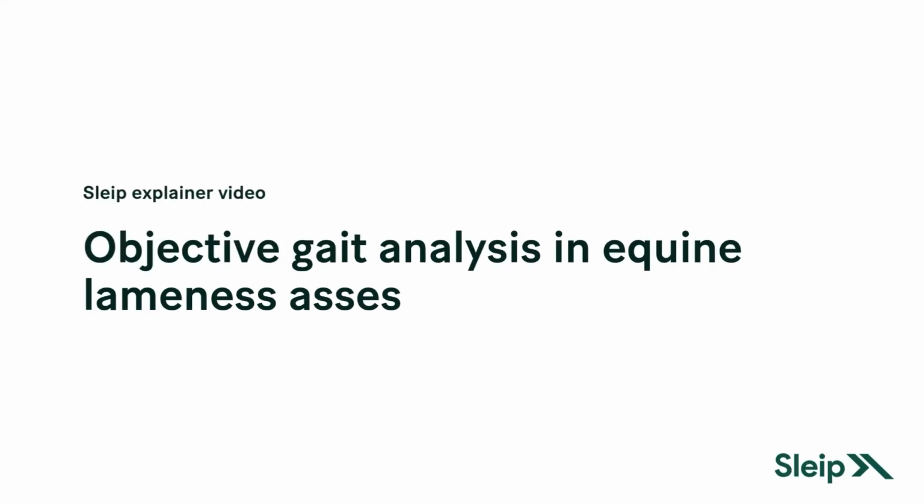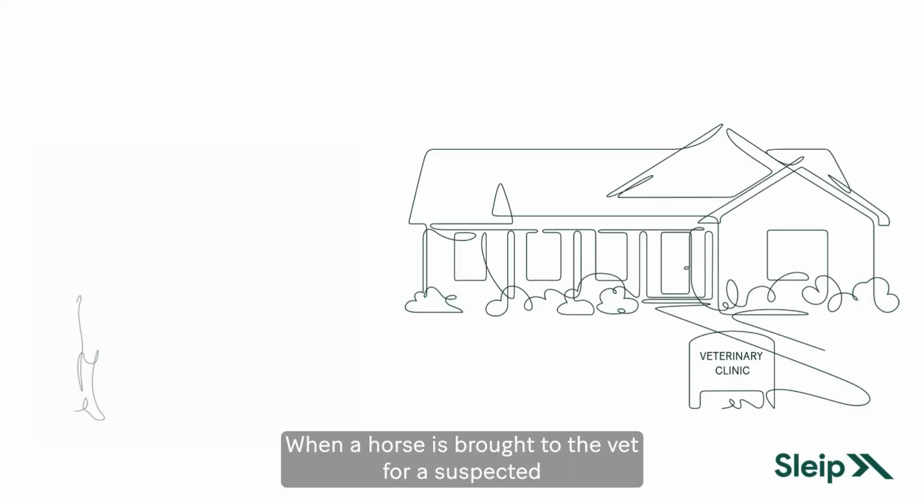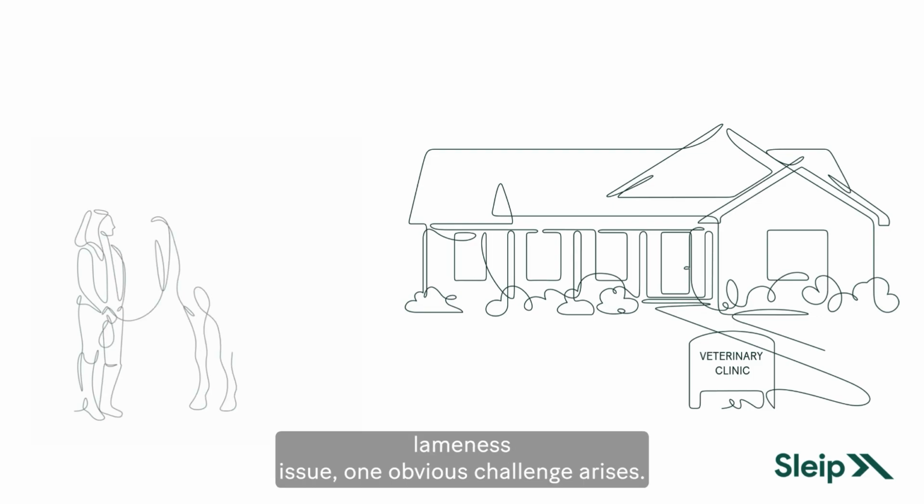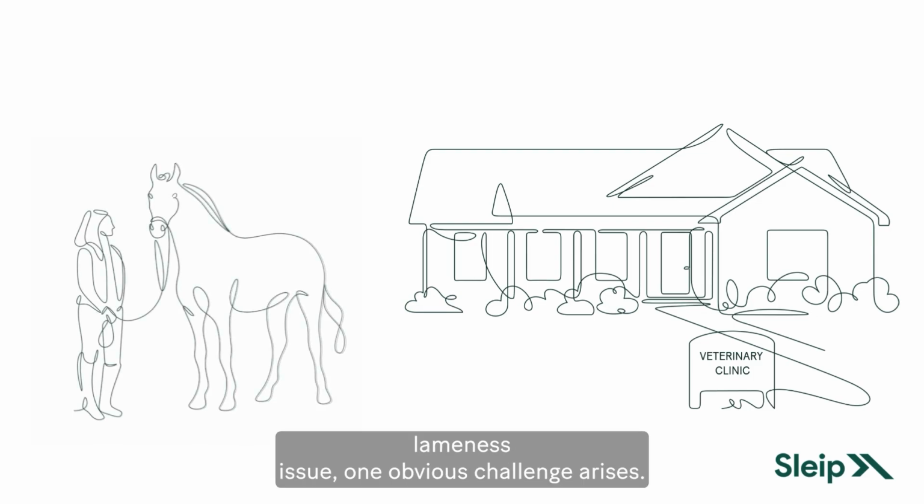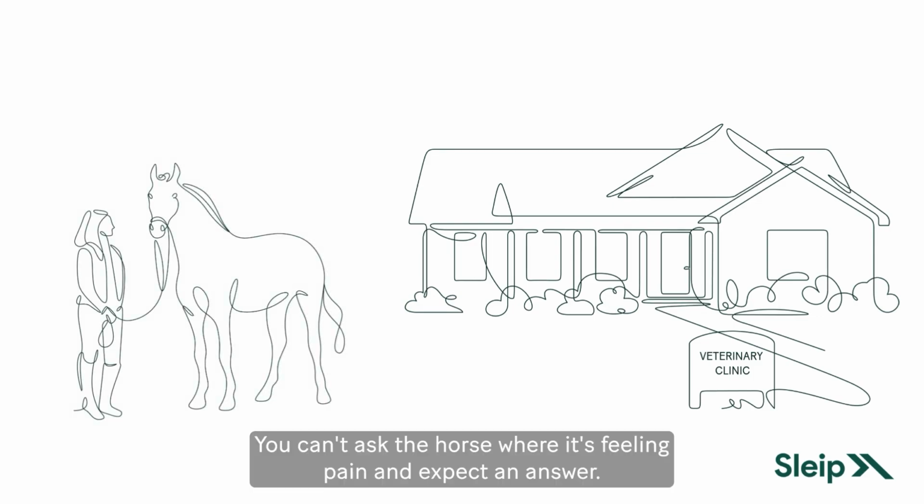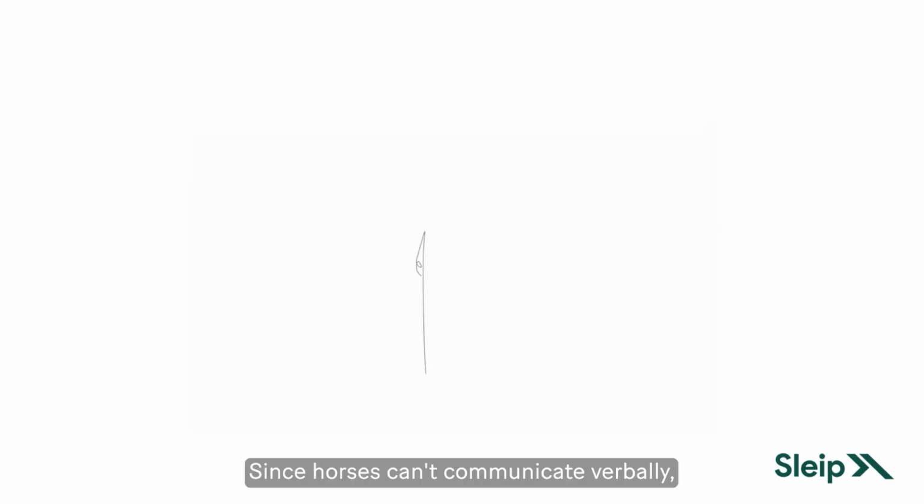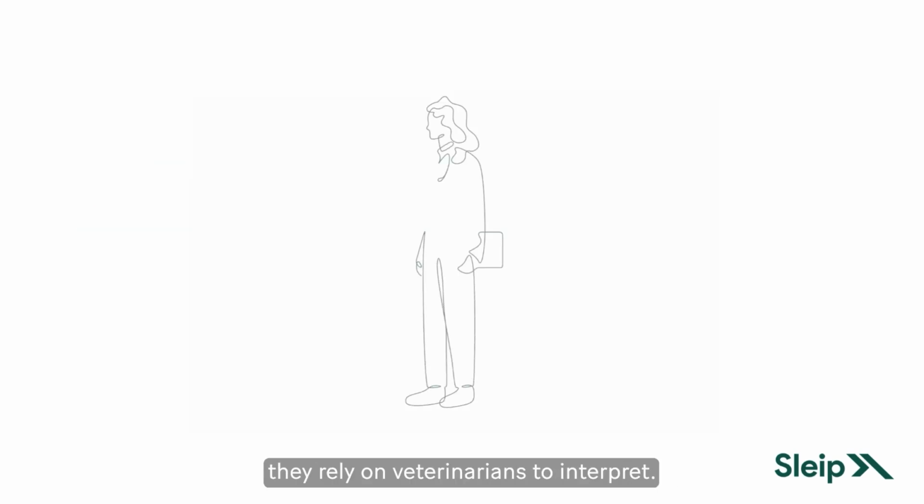Objective gait analysis and equine lameness assessments. When a horse is brought to the vet for a suspected lameness issue, one obvious challenge arises. You can't ask the horse where it's feeling pain and expect an answer. Since horses can't communicate verbally, they rely on veterinarians to interpret.